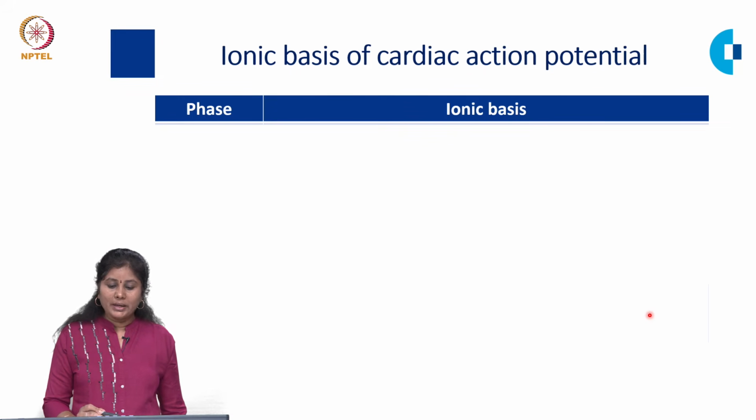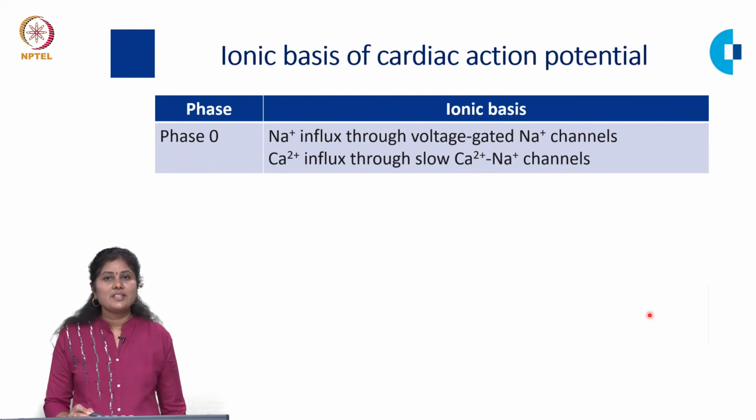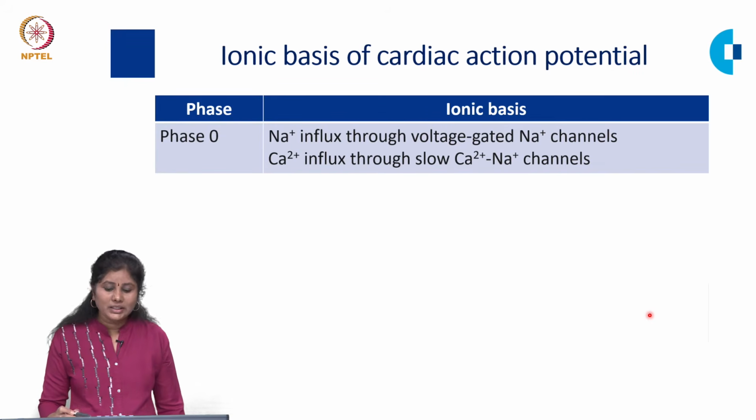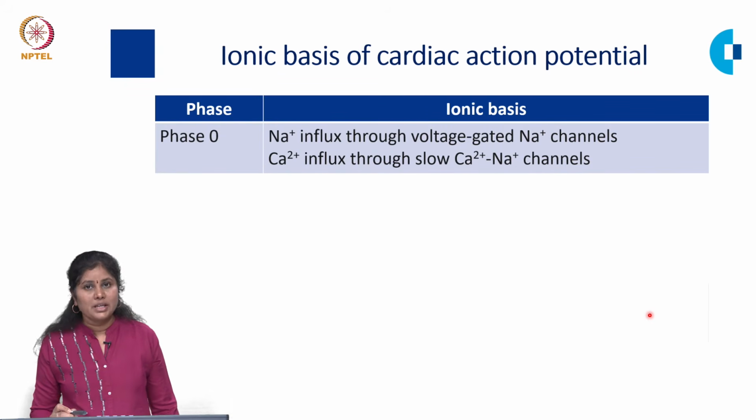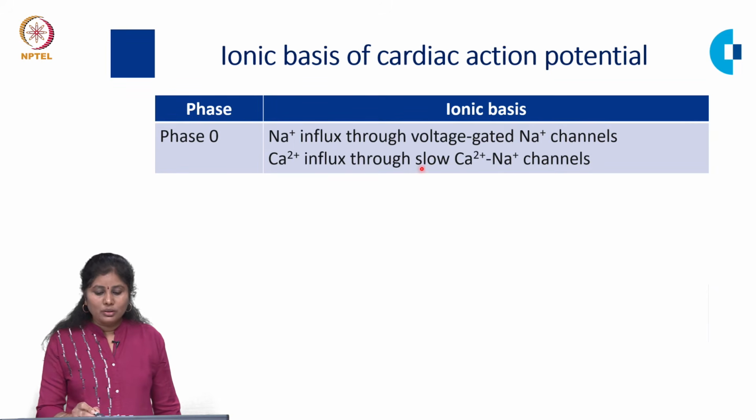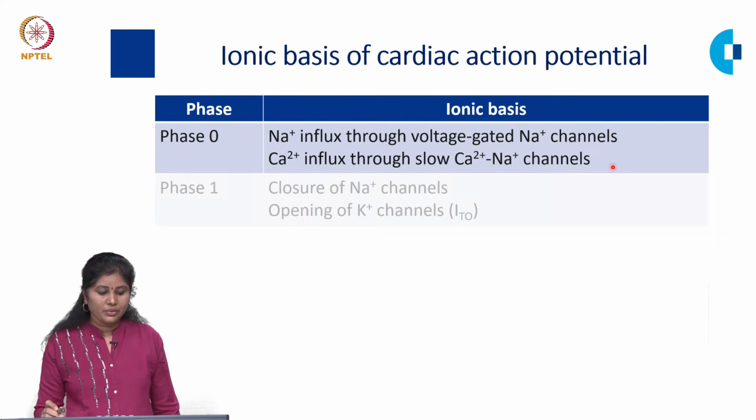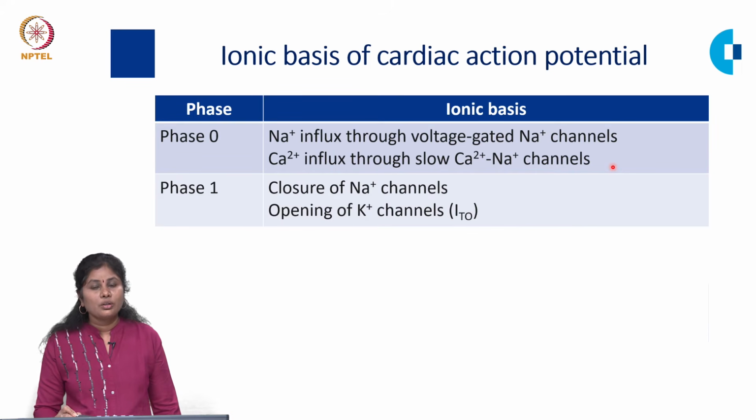Summary of the ionic basis of cardiac action potential, phase 0 is because of the sodium influx through the voltage gated sodium channels. There will be some influx of calcium ions via the slow calcium sodium channels also. Phase 1 will be because of closure of the sodium channels and opening up of specific type of potassium channels called as ITO, that is transient outward currents of potassium.